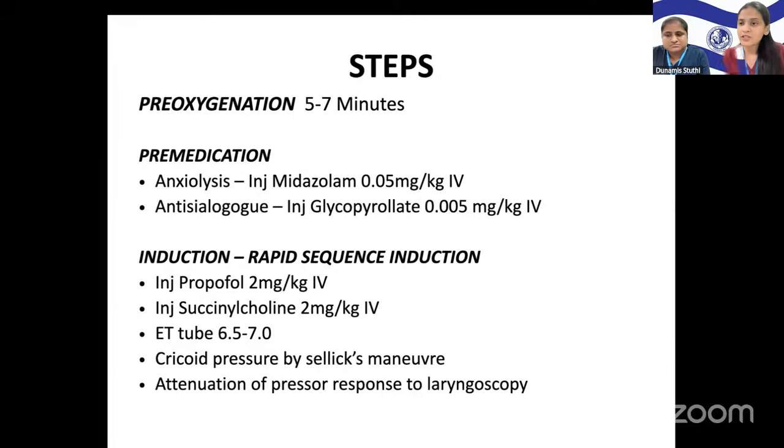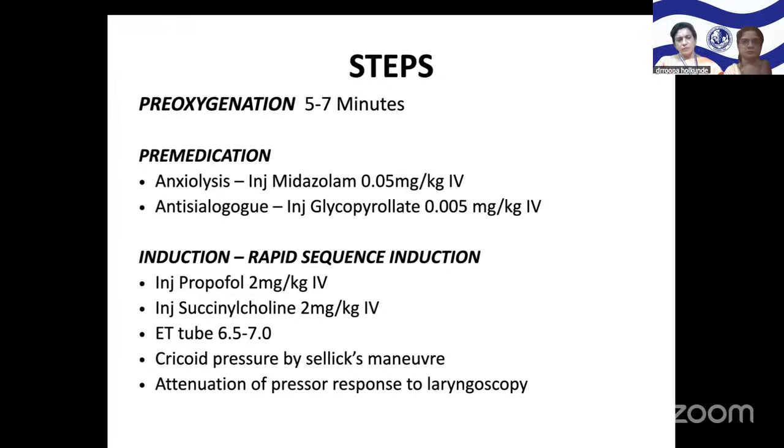Rapid sequence induction is a method to avoid aspiration where the assistant gives cricoid pressure of around 10 Newton initially and later increases it to 30 Newton by Sellick's maneuver. This is to obliterate the esophageal opening to reduce aspiration of the gastric contents. Also, in rapid sequence induction we will not bag mask the patient, to prevent regurgitation of the contents. And in rapid sequence induction, what did we modify?